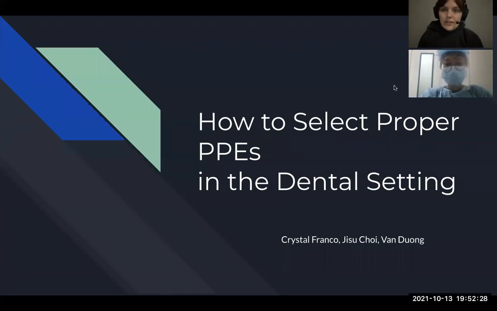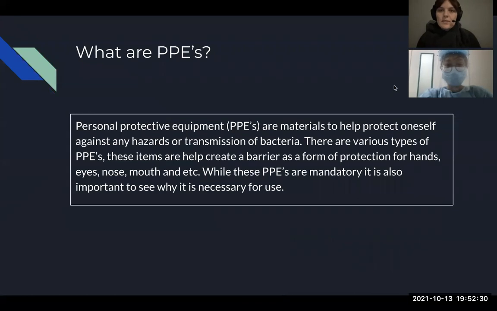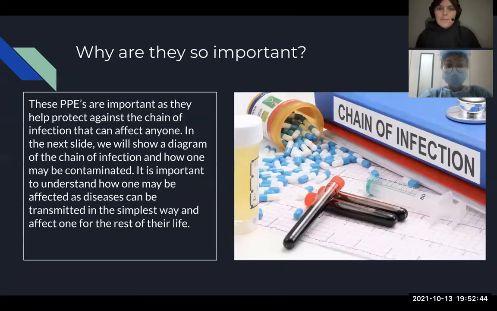Today we're going to be talking about how to properly select PPEs for the dental setting. So first we're going to mention what PPEs are. These are personal protective equipment. They help you protect against any hazards or transmissions of bacteria, and there are various types of PPEs to help you protect various parts of your body.